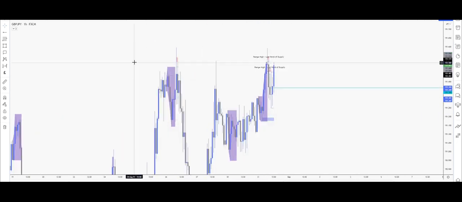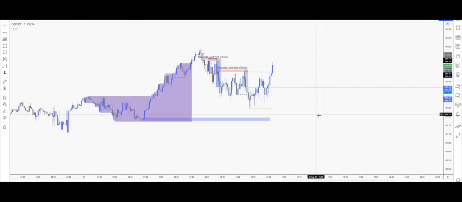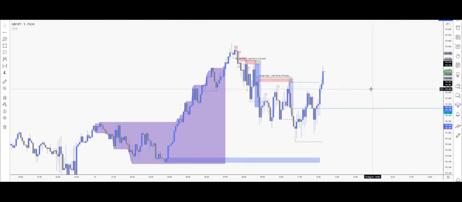Because if you go to the hourly, right, you can see here that it's tapped into an hourly order block. So obviously we're pretty bullish now. 12 o'clock kicked in. It makes sense, the New York session people are in now, okay? And yeah, that's pretty much it.